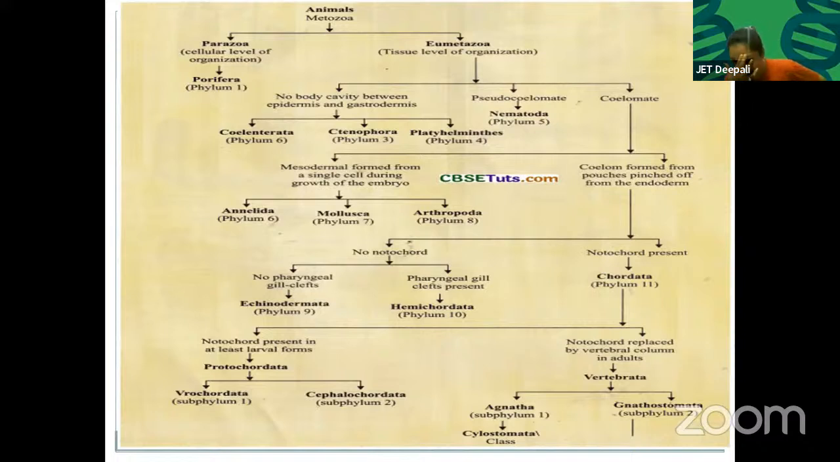Chordata is then again divided on the presence of the notochord: Protochordata, Urochordata, and Cephalochordata, and Chordata, Vertebrata, Agnatha, and Gnathostomata.